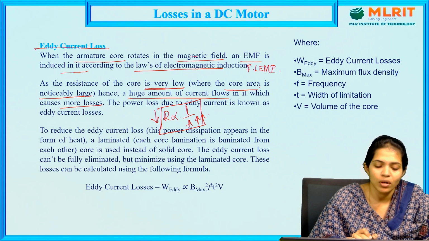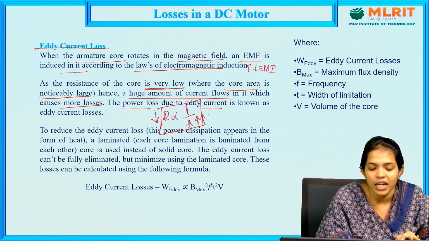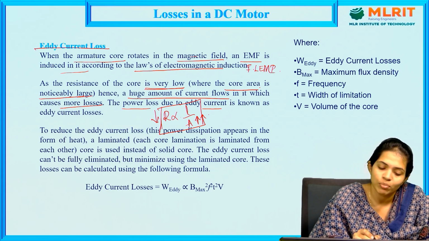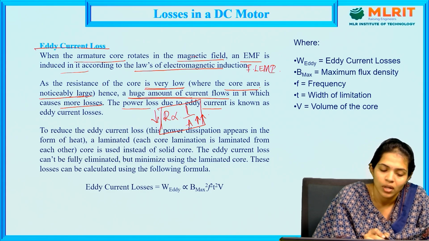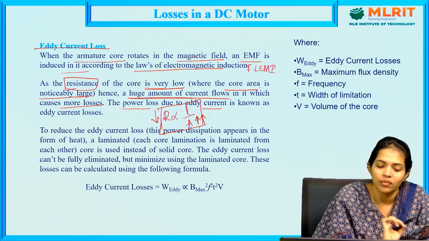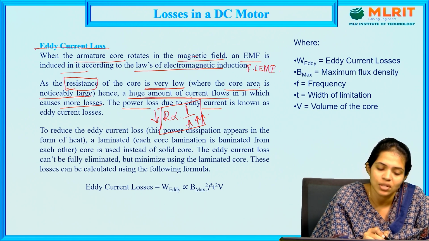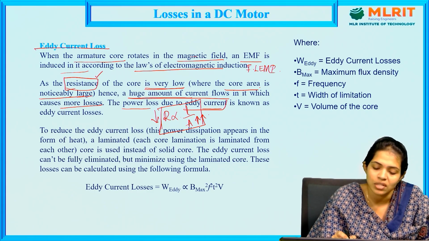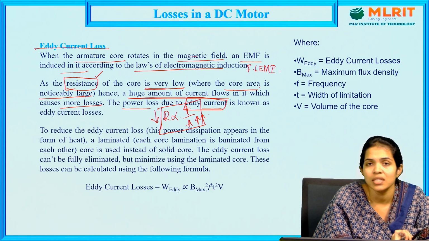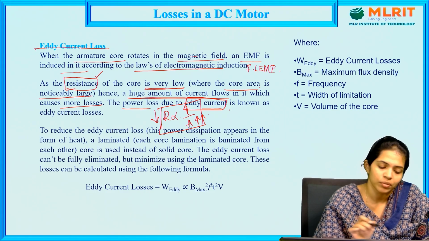So the power loss due to this eddy current is known as eddy current losses. A huge amount of current will now flow through this small resistance value of that core. This small amount of current flowing through the resistance of the core is calculated as eddy current losses, which can also be called the leakage currents, or the currents flowing in the stator of your DC motor.